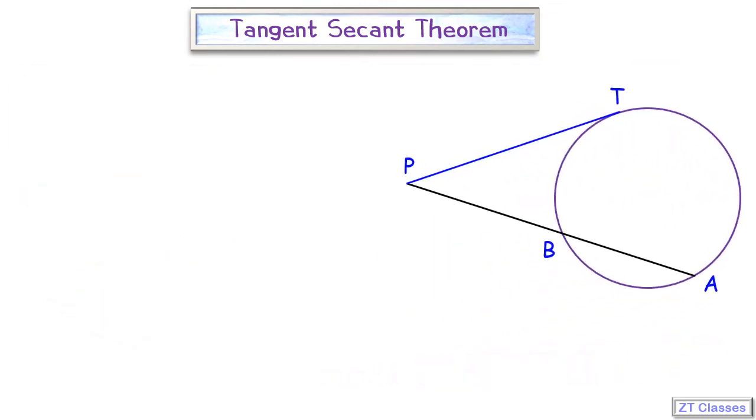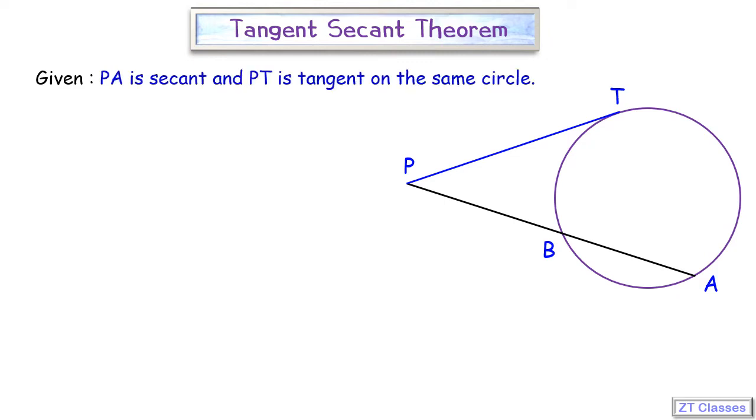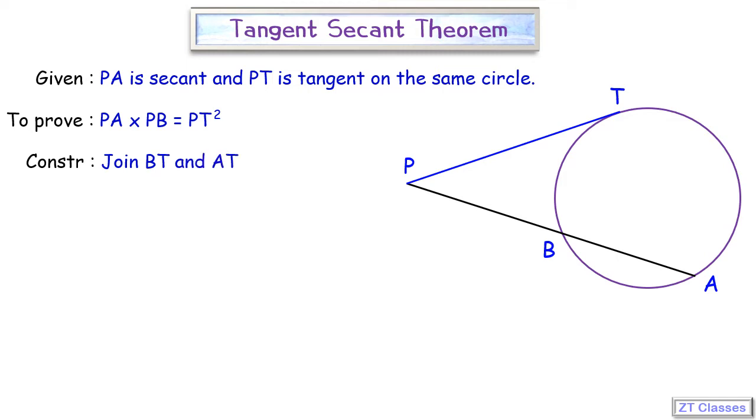Let's see the proof of it. So given to us is PA is a secant and PT is the tangent. We have to prove that the product of PA into PB is PT square. So the construction is we'll join BT and we'll join AT.